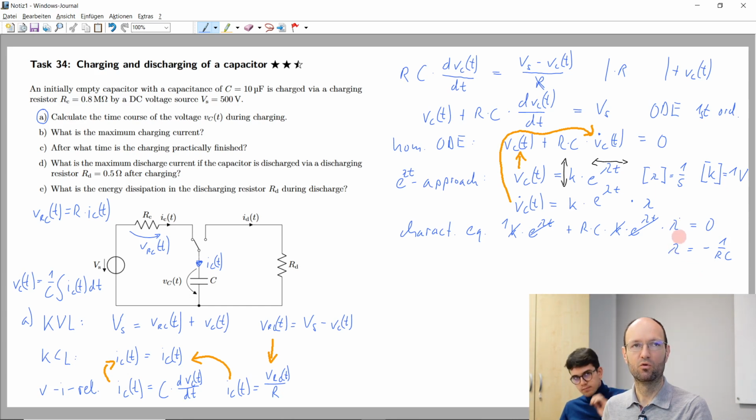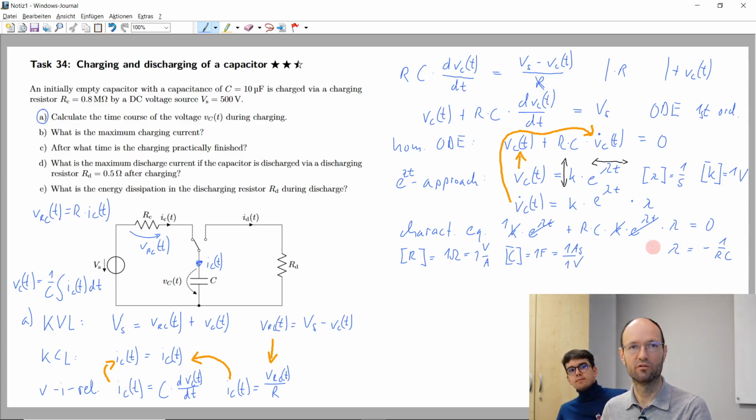Okay, so we already know the lambda in our solution, and what we could maybe do in between as a quick plausibility check is to check the unit. So the unit of the resistance is ohm, and ohm is the same as volt over ampere, exactly. And the unit of the capacitance is farad, and this is the same as 1 ampere second, which is charge or coulomb divided by the voltage.